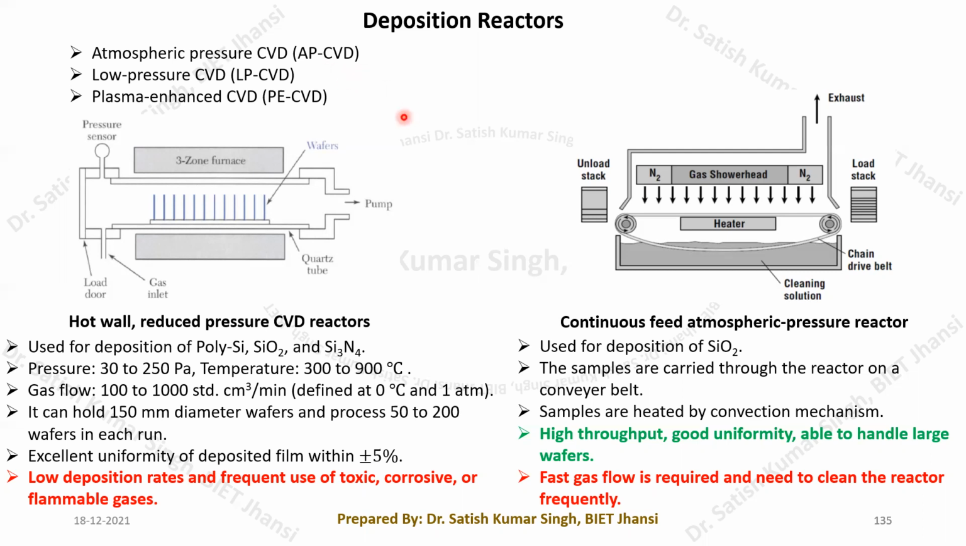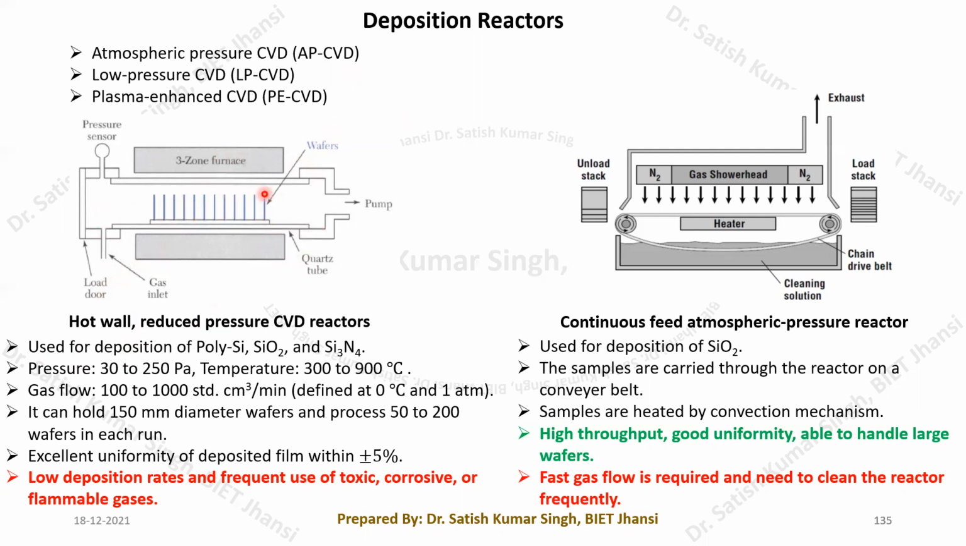So here you can see the details of the low pressure CVD technique and plasma enhanced CVD technique. This is our hot wall reduced pressure CVD technique. Here you can find that we have the quartz tube, and then again we have the 3-zone furnace. These wafers will be placed, and then the gas will be passed from one side. The mixture of the gases from this gas inlet will be passed through this particular chamber. It will be heated up to a particular temperature.